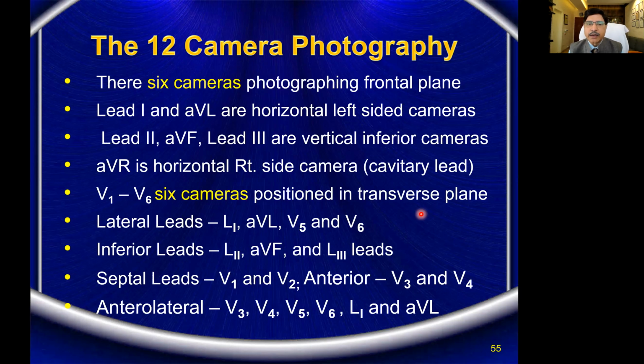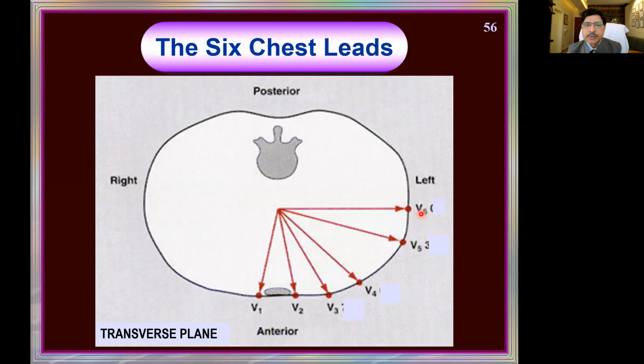We say anterolateral infarct, anterior infarct. All these are looking at the lead in which the changes are there, we are telling. So look at the transverse plane. So this is the vertebral column and this is the sternum.